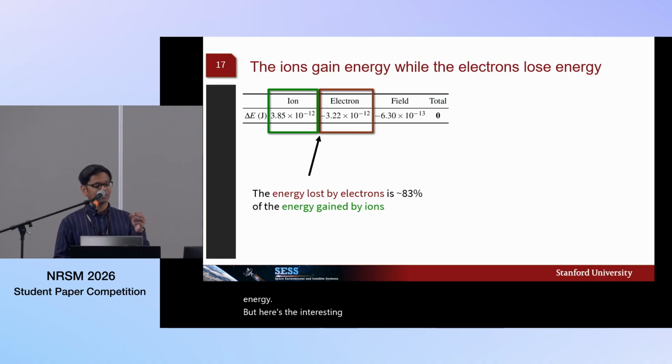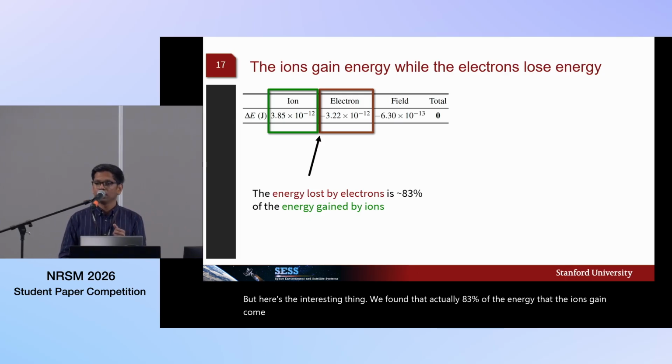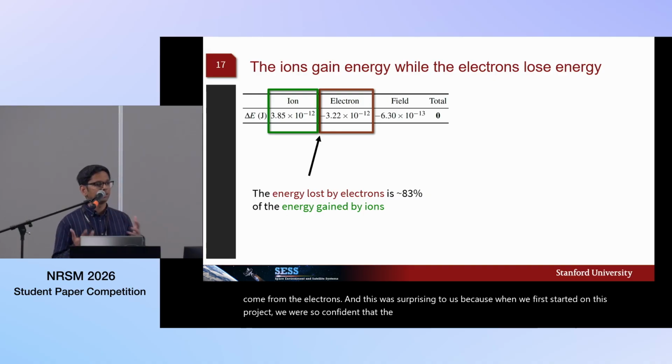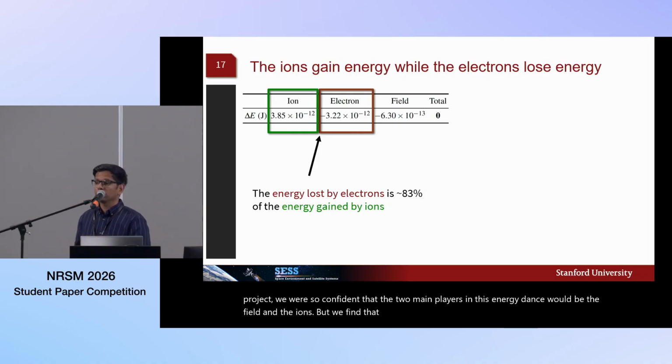We found that actually 83% of the energy that the ions gain come from the electrons. And this was surprising to us because when we first started on this project, we were so confident that the two main players in this energy dance would be the field and the ions. But we find that the electrons play a much larger role in all of this than we had initially expected.